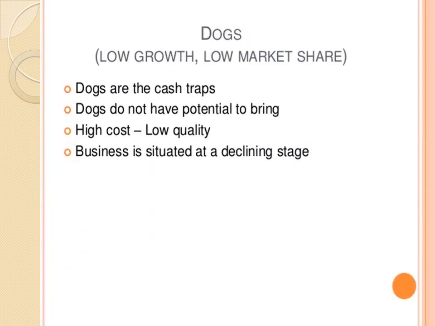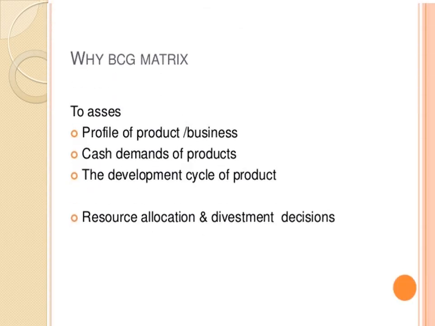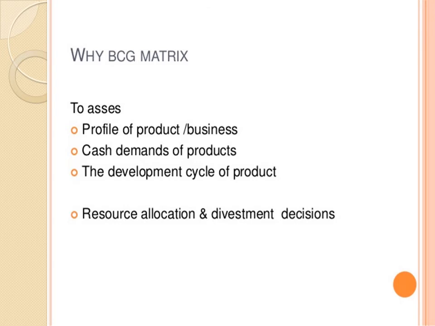And then come the dogs. So dogs are the cash traps. Dogs do not have potential to bring growth. High cost is there and low quality is there. So the business is situated at the declining stage. And so this is considered as dogs in this BCG matrix.